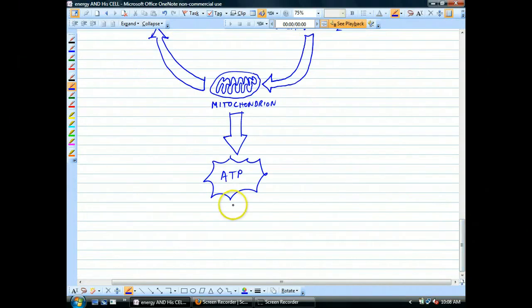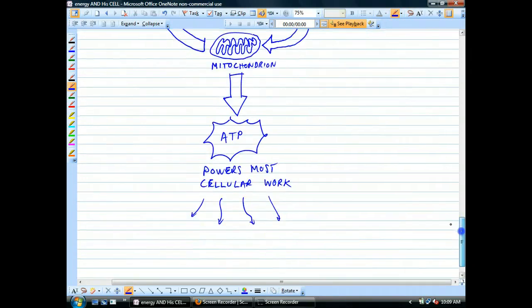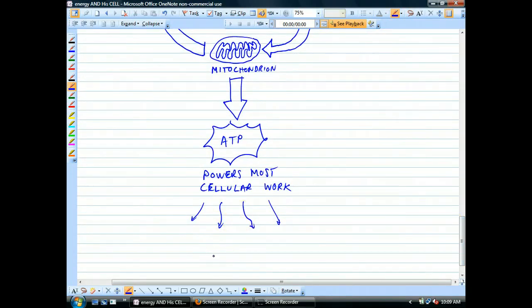Now ATP powers most cellular work. Most of the work of your cells is powered by ATP. And then some energy is lost as heat. Of course, I shouldn't really say lost because your body needs heat, but your body's losing heat all the time. And that's actually energy that's going away, and it's getting lost into the environment. So heat.